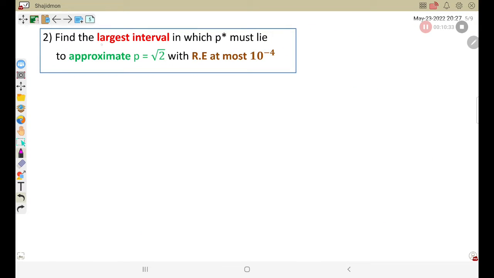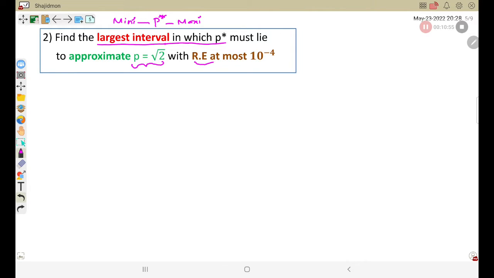Again, find the largest interval. Okay, largest interval in which P star. That means we need to calculate the maximum and minimum of P star, that interval, to approximate the number P equal to root 2. The exact value is root 2.